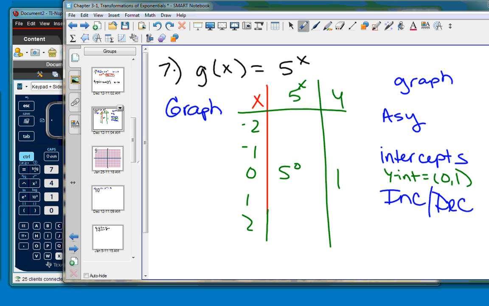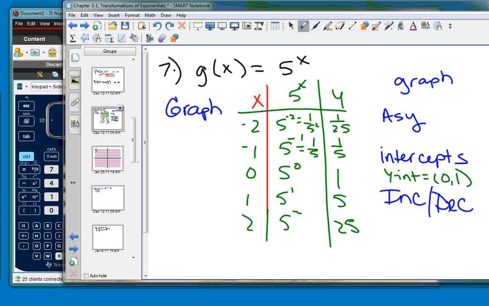Okay, now, if I keep going, I'm going to have 5 to the first to give me 5, 5 squared to give me 25. 5 to the -1 gives me 1 over 5, right? Remember that? If it was negative, move it to the denominator and make the exponent positive. 5 to the -2 gives me 1 over 5 squared, which gives me 1 over 25. What do you notice happening as x gets really small? -2, -3, -4, -10, -30.